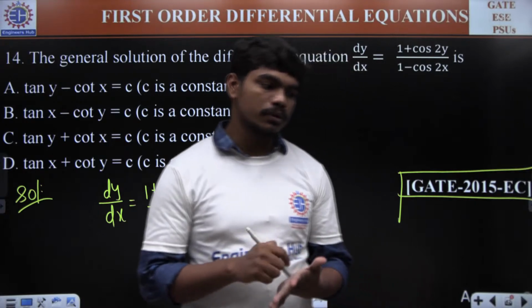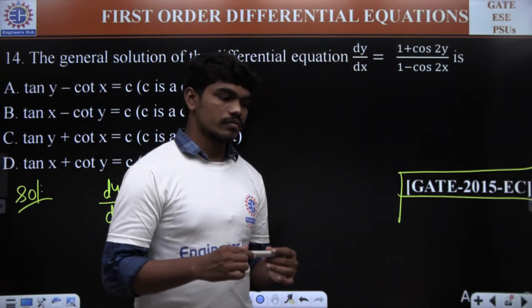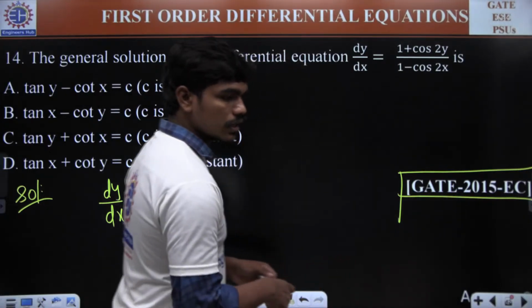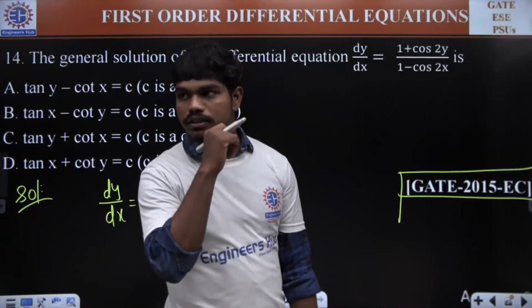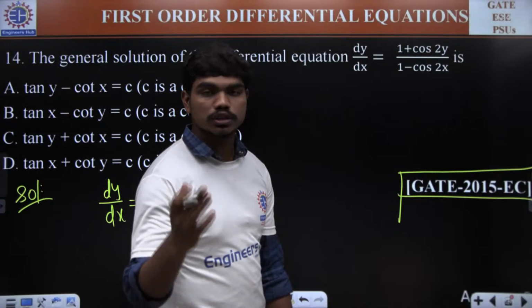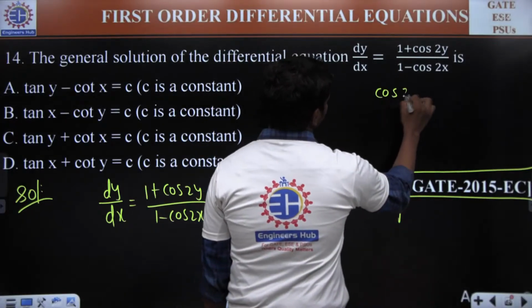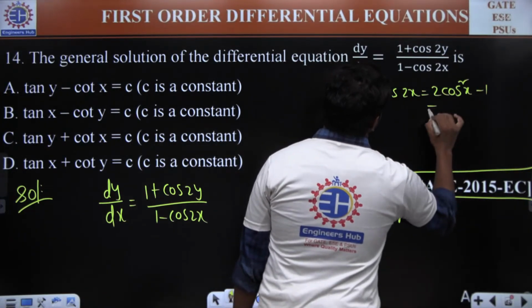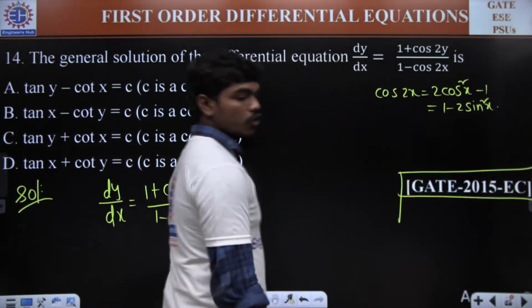Okay, that was for the previous problem. So C is the correct answer for this. Previously, when I was discussing basic calculus, some of you asked me for basic formulas of trigonometry. You remember? I gave you cos 2x is nothing but 2 cos square x minus 1, or this can also be written as 1 minus 2 sin square x. I have told you these formulas.